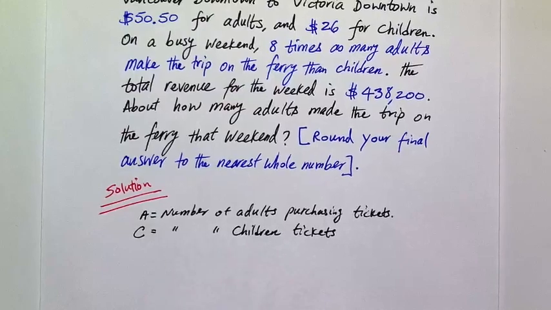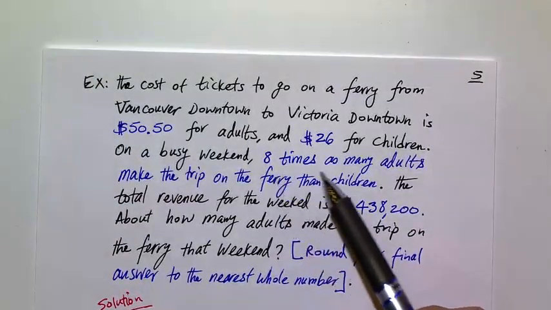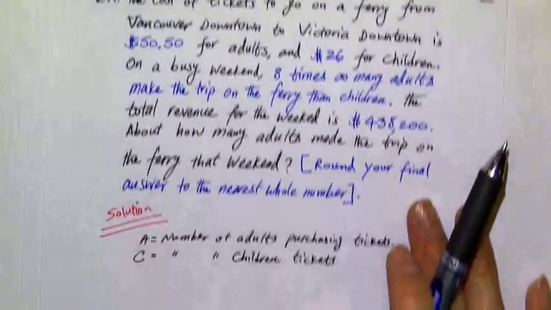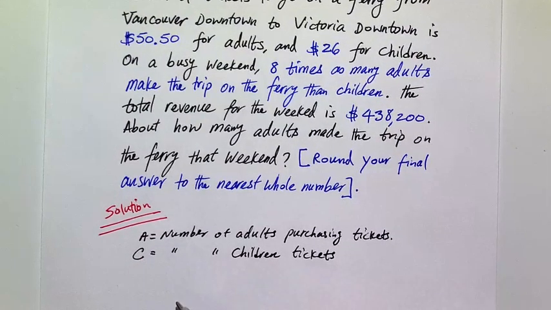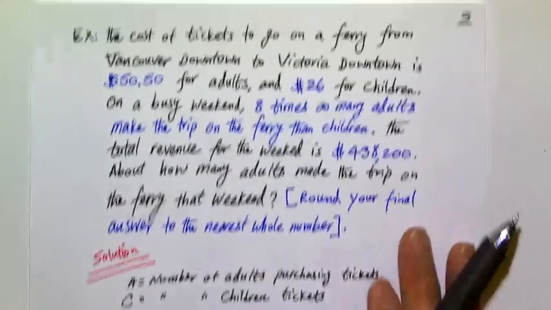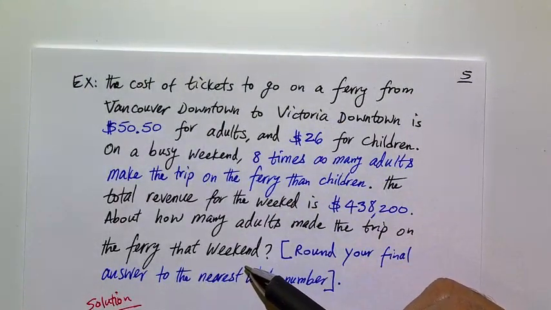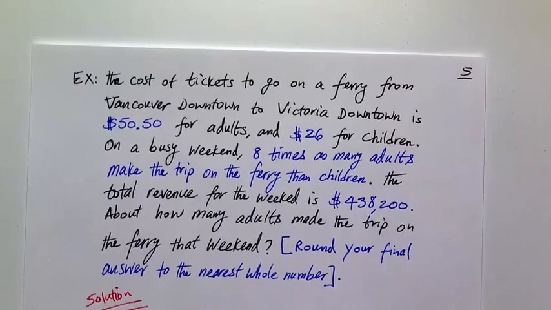But that's the first step. So this statement is crucial here: 8 times as many adults make the trip on the ferry than children. By the way, since we introduced 2 variables, we're going to need 2 equations to solve this problem. So as we read back here, we're looking for information that helps us construct 2 equations. That's what we're planning to do.